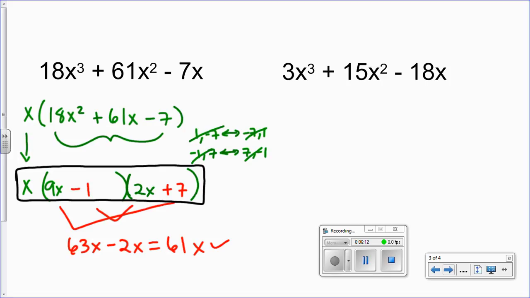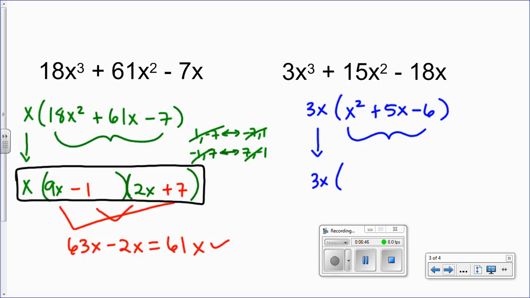So check for common factors. Well, between 3, 15, and 18, I can take out a 3. And between x cubed, x squared, and x, I can take out an x. So I'm left with x squared plus 5x minus 6. So this becomes a lot easier to factor.